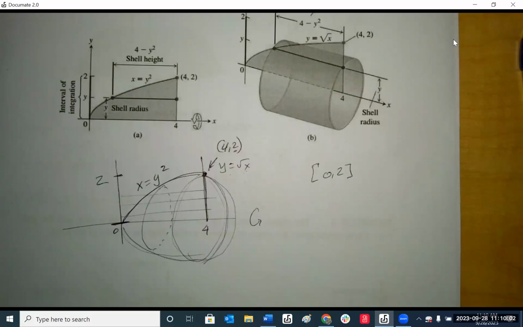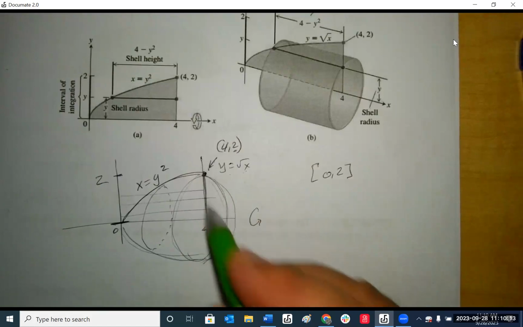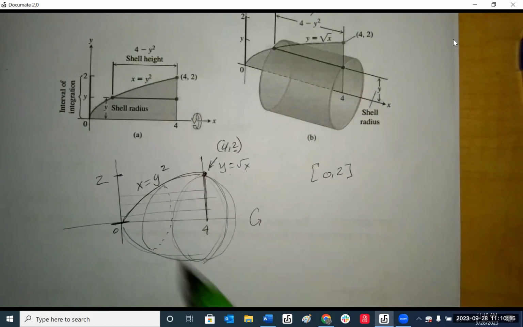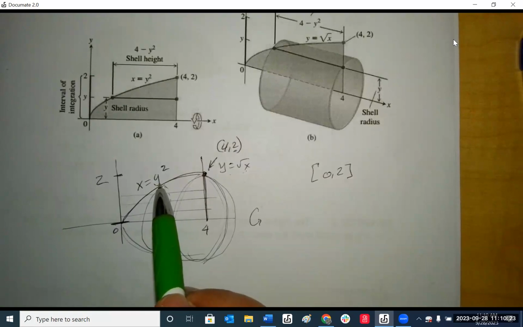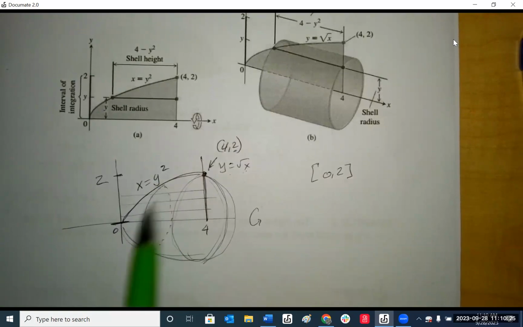What's the height of the shell? And why? It's not revolving around the 4, it's revolving around the x-axis. So we have to take all of this stuff into consideration. We know that it's x squared, but the bound is from 0 to 4.